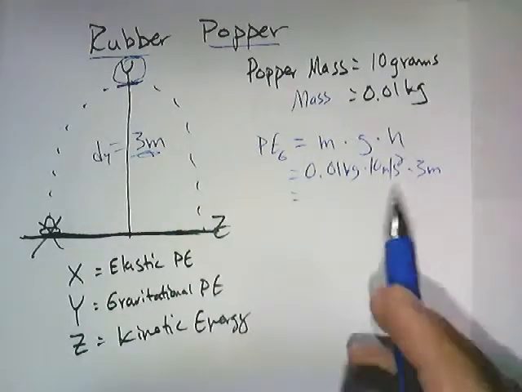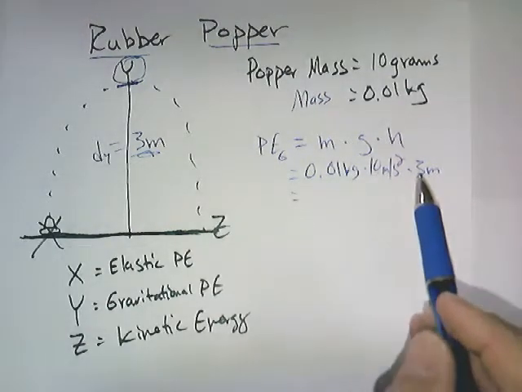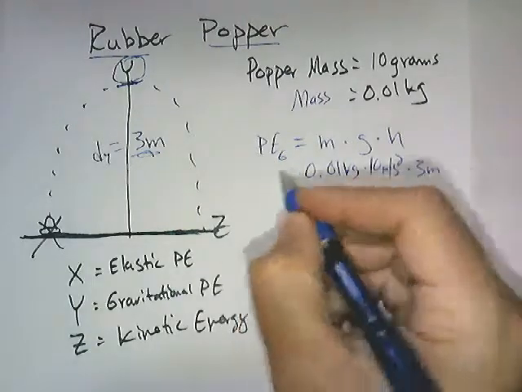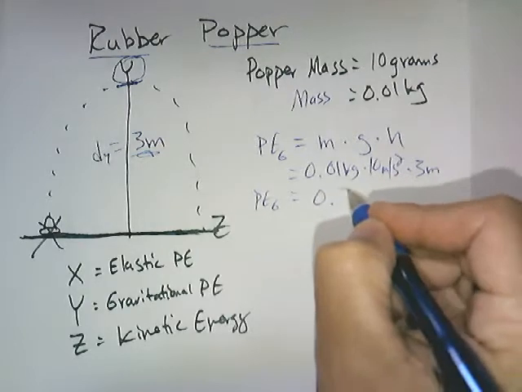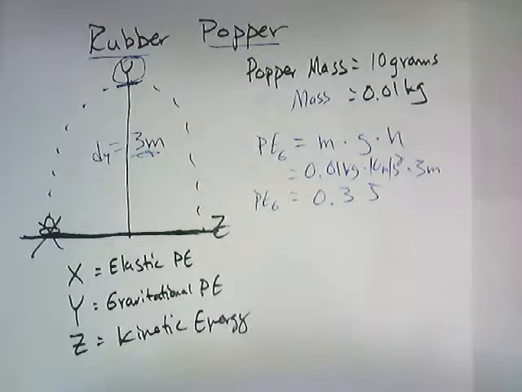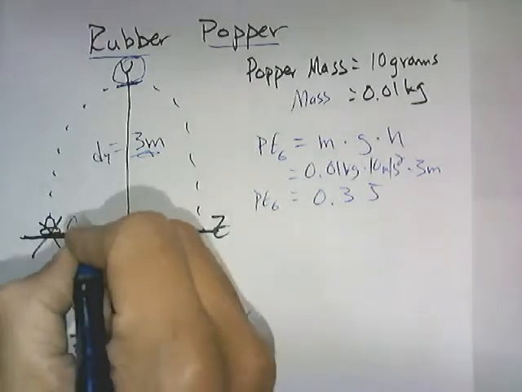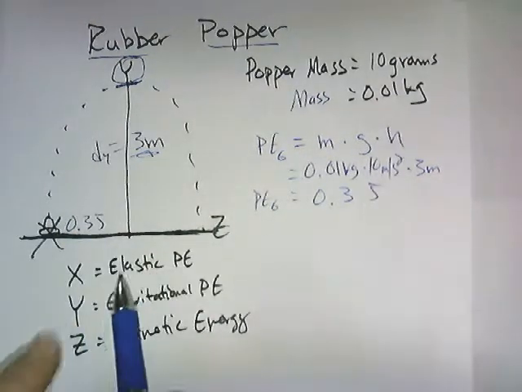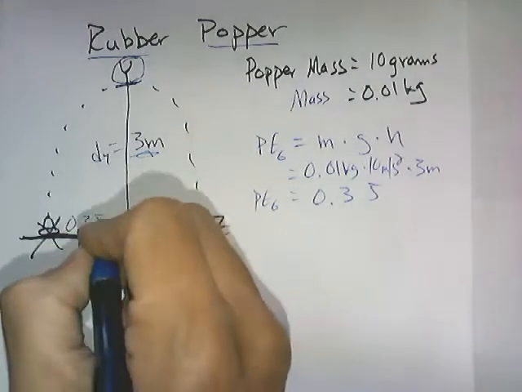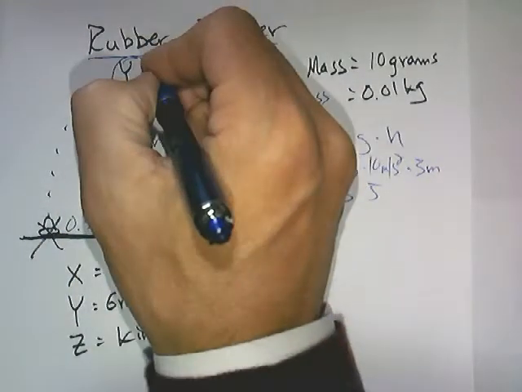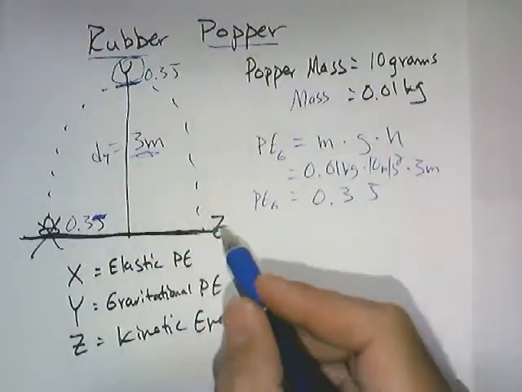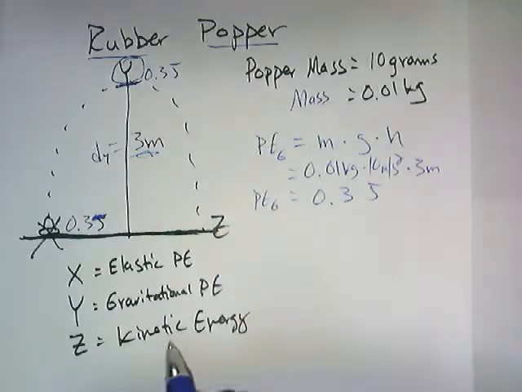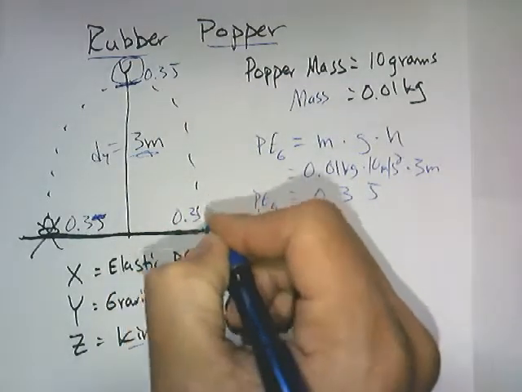So if I multiply this out, I can take 0.01 times 10 times 3, and I find out that the total amount of gravitational potential energy is 0.3 joules. So here's what we can say. We can say this very confidently. We can say that the amount of energy at location X is 0.3 joules. The elastic potential here that's going to launch this up is 0.3 joules. The gravitational potential energy here at Y is 0.3 joules. And just the instant before it hits, the amount of kinetic energy here is 0.3 joules.